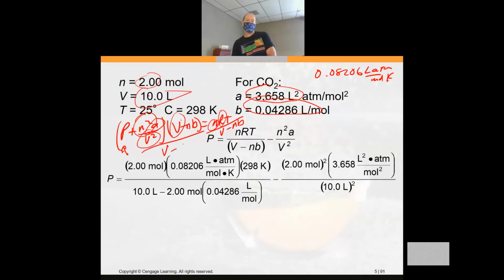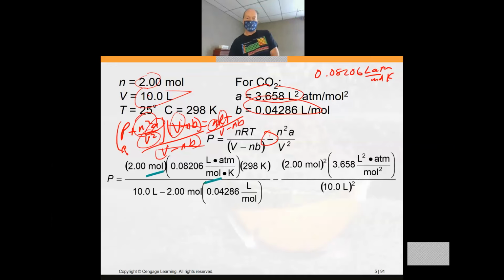I would not try this unless you are really good at math. V minus NB. Then we have to get P all by itself. So now we have an addition on this side, and so we have to subtract N squared A over V squared on both sides. Again, I highly recommend just leaving the equation the way it is and plugging in all your numbers. And then if you screw it up, at least I know that you had it all set up and you just messed up on your calculator.